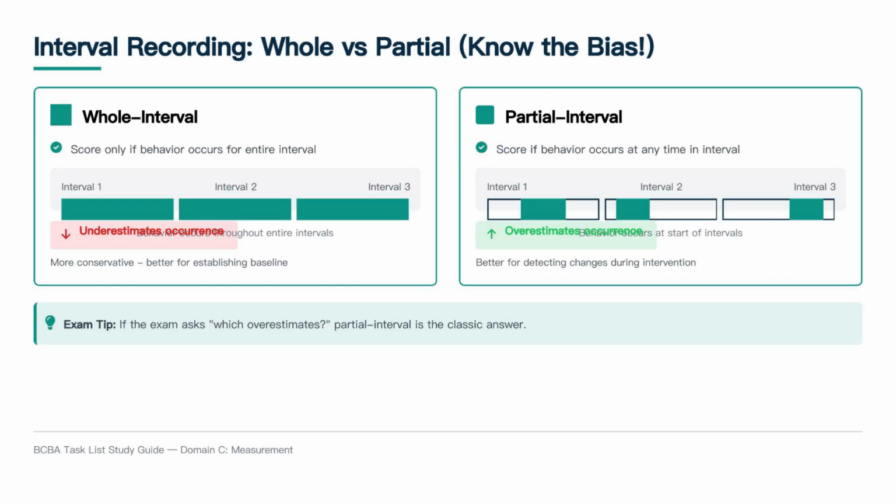For interval recording, the exam loves bias. Whole interval only scores behavior if it happens for the entire interval, so it tends to underestimate occurrence and is more conservative. Partial interval scores if behavior happens at any point in the interval, so it tends to overestimate occurrence and can be useful for detecting change during intervention. So if you see which overestimates, partial interval is the classic answer.